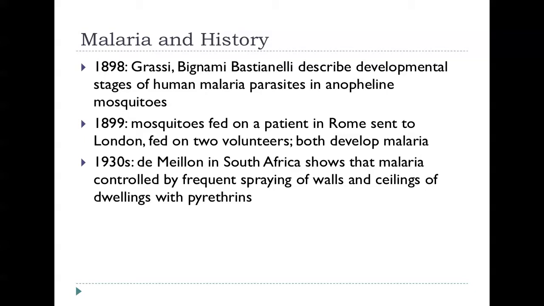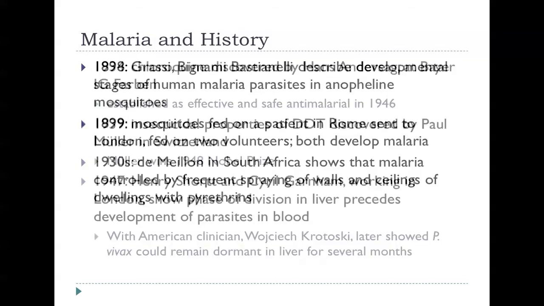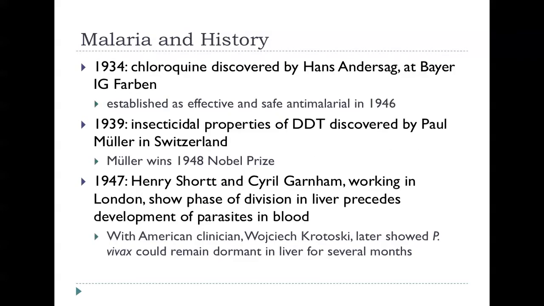In the 1930s in South Africa, de Meillon showed that malaria could be controlled by frequent spraying of walls and ceilings. And in 1934, a very important anti-malarial drug, chloroquine, was discovered in Germany, and within just over a decade, was shown to be a safe and effective anti-malarial.